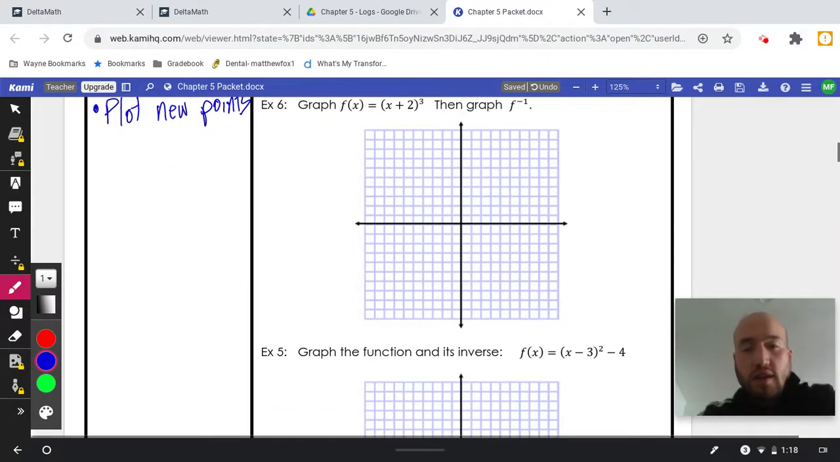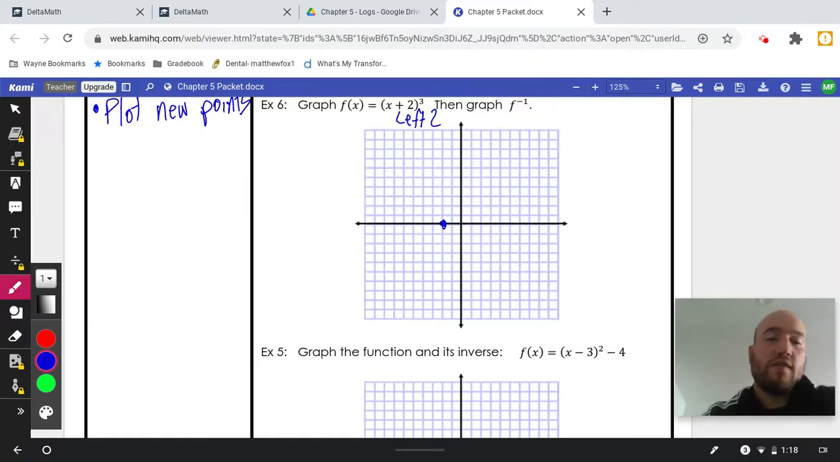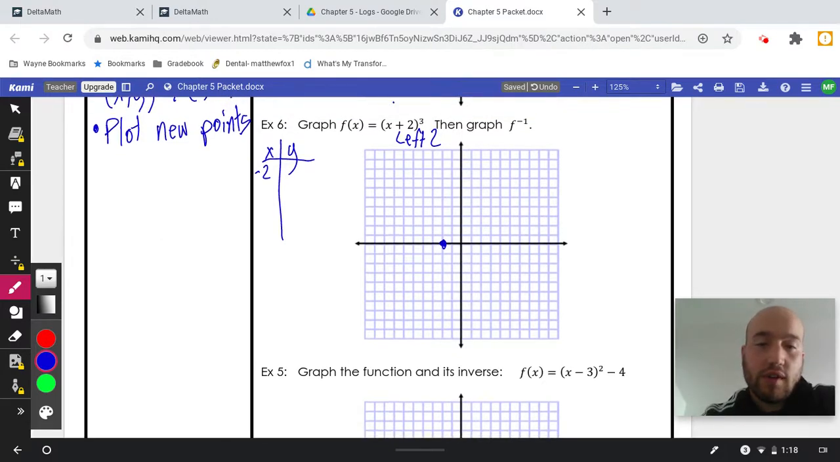This next one is a little more difficult to graph than a line, but hopefully we remember that when it's x plus 2 in the parentheses, it's going to shift left 2. So rather than starting at (0, 0), it's going to start here at (-2, 0). Maybe you remember making t-tables. If we plug in -2 for the x, -2 plus 2 is 0, and 0 cubed gives us 0.